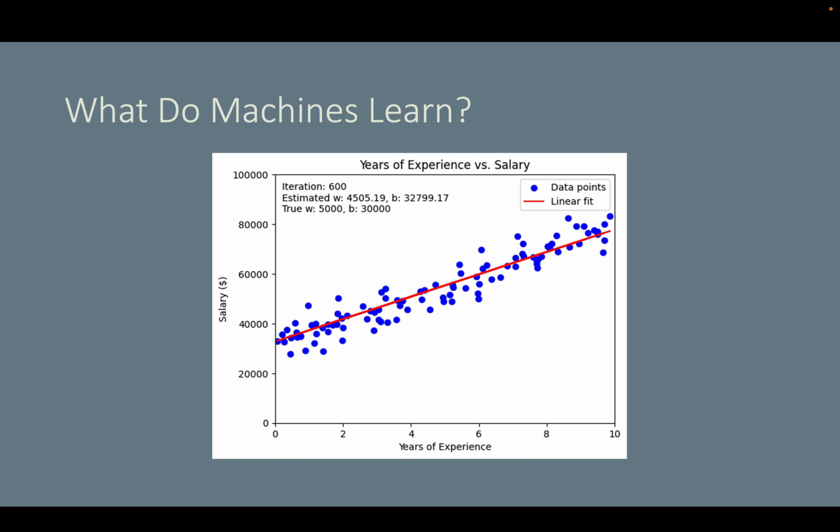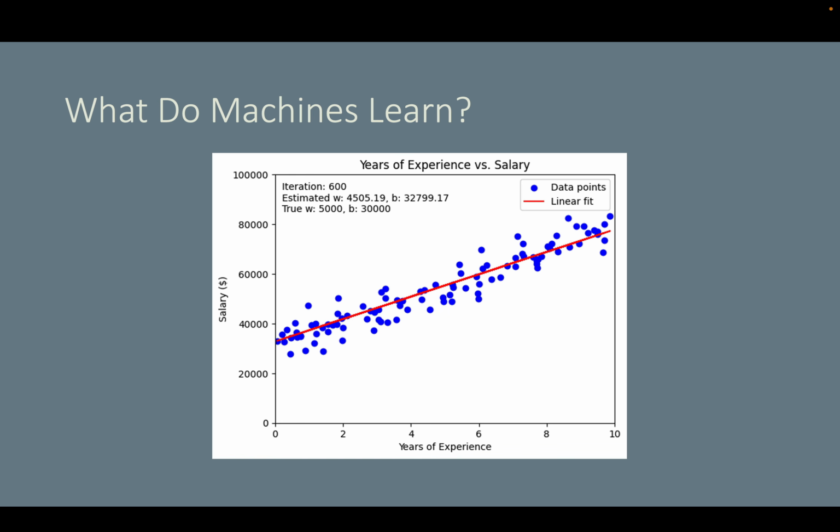So what did this machine really learn? It learned the general trend or relationship between two things: how much a person's salary increases with every year of experience. That's the slope, W. And what the starting salary is for someone with 0 years of experience. That is the intercept, B. This is a basic but powerful idea in machine learning, where the goal is to uncover patterns in data. It starts off with a rough guess, learns from its mistakes, and improves its predictions step by step.